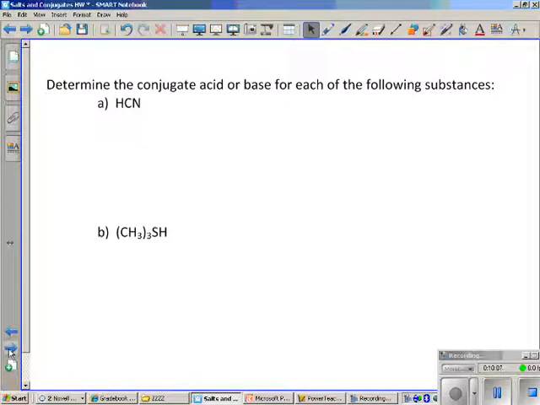Let's try some. So this first one, we have HCN. So first you want to write your double-sided arrow and your dissociation. So H+ and CN-. Then you're going to label conjugate acids and bases. So start over here and figure out what this is. So this is an acid, okay? And then you want the substance on the right side that looks almost the same, but just has a difference of one H, that the H is missing. So this right here would be your conjugate base.